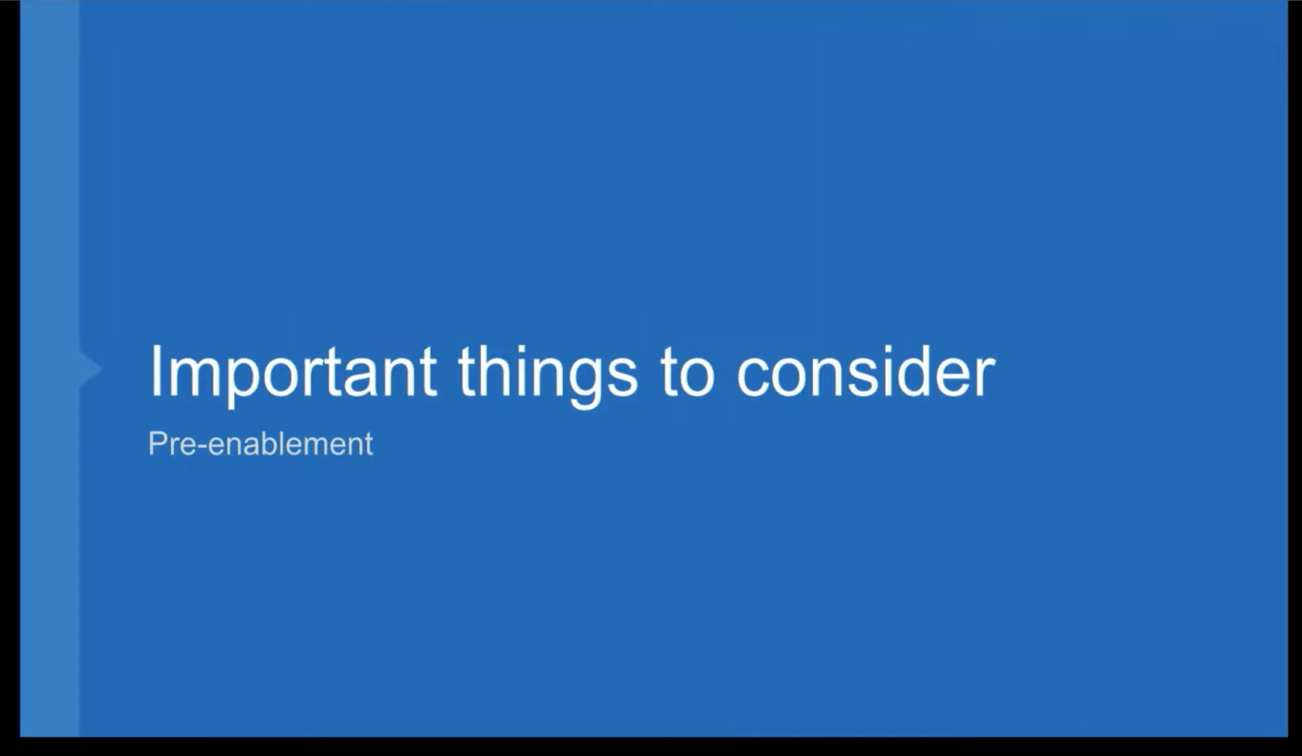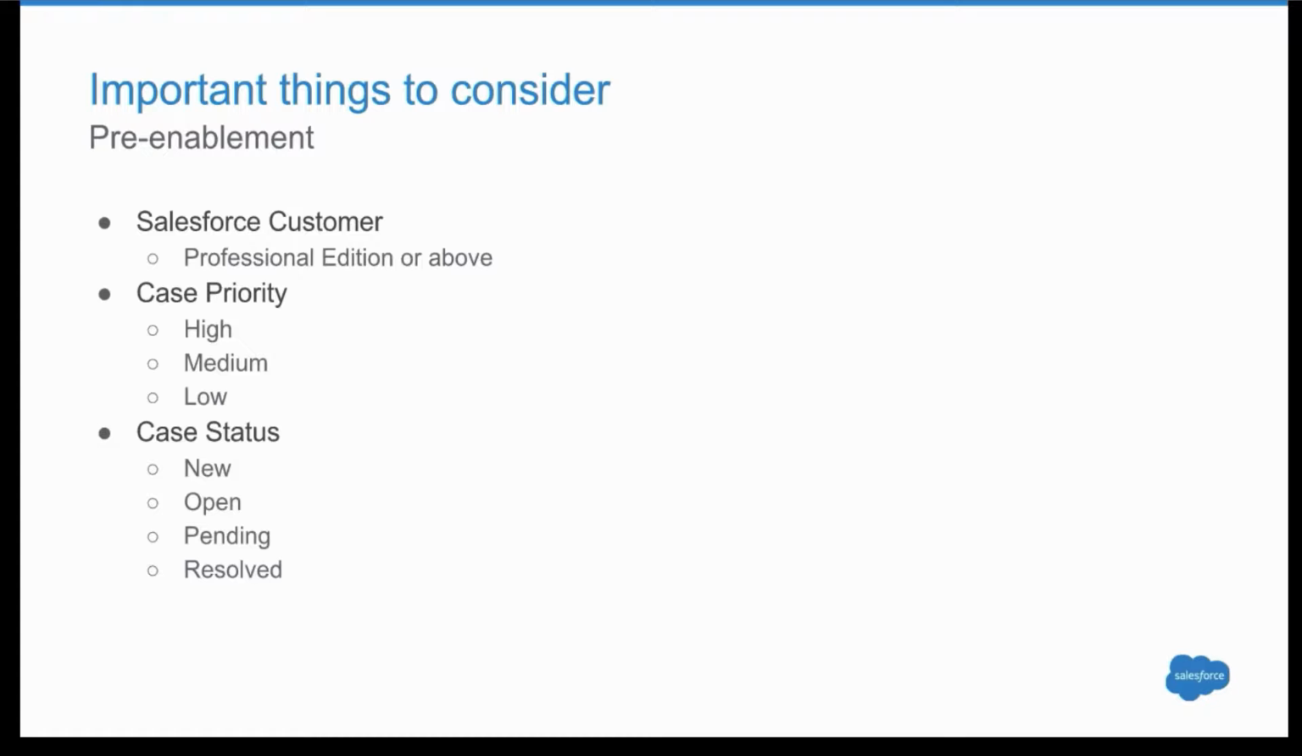So let's talk about a few prerequisites that are needed before enabling this amazing feature. The first thing that's needed is that you need to be a Salesforce customer and have a Salesforce Professional Edition or above. Next, in Salesforce, we want to make sure that the case priority pick list values have been added, and those are high, medium, and low.